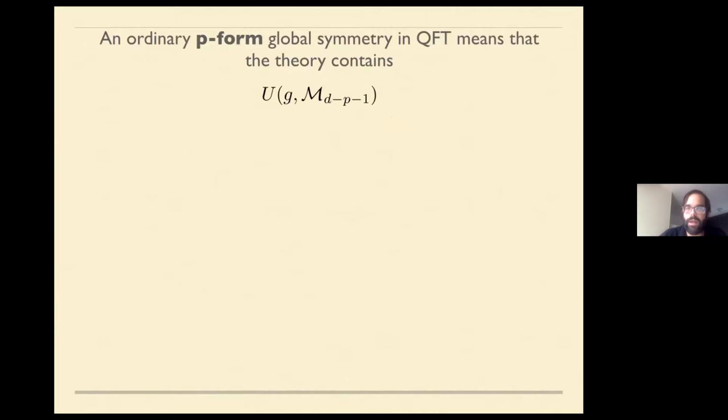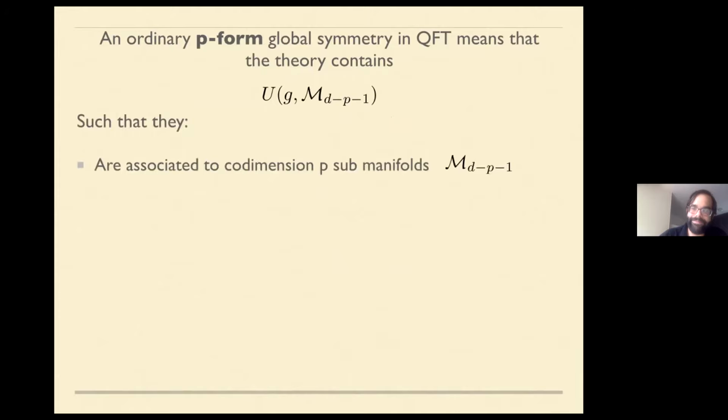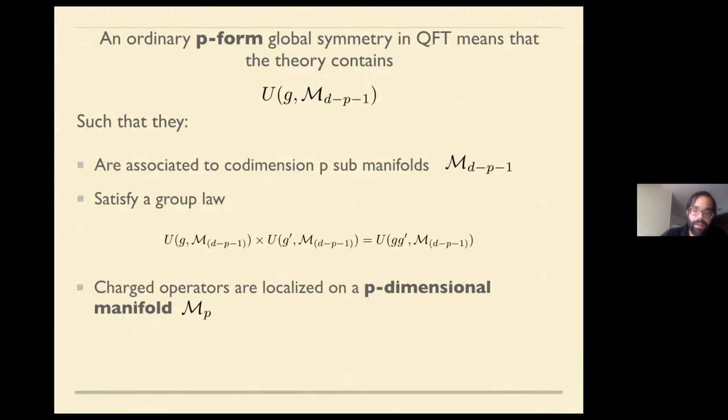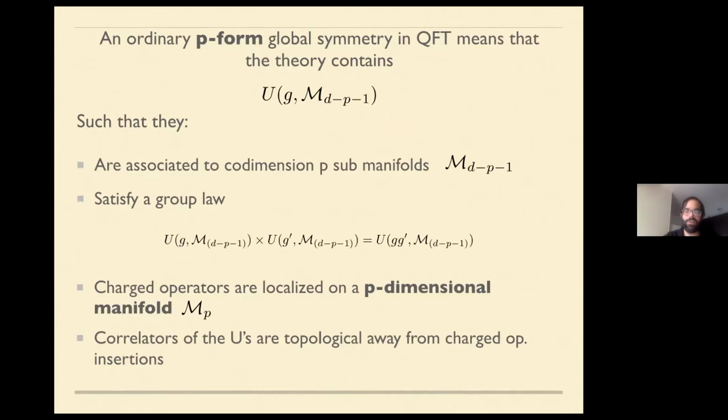Okay. So just to briefly recap what I've discussed so far, a generalized global symmetry means that the theory contains these operators, and they live on codimension-p manifolds. They satisfy a group law, and they are topological unless they hit the charge operator, in a p-dimensional space.